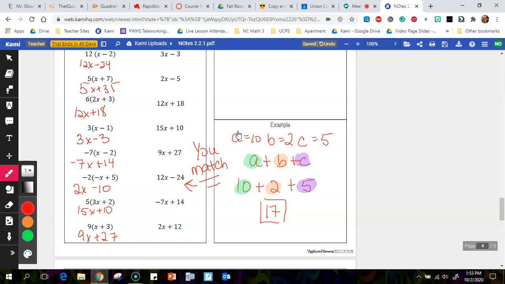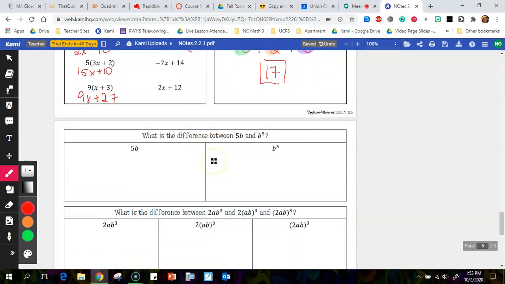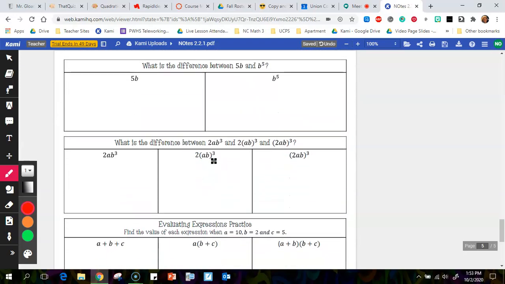All right, we are almost done. This is our last page, I think. We can get through this pretty fast, I think.